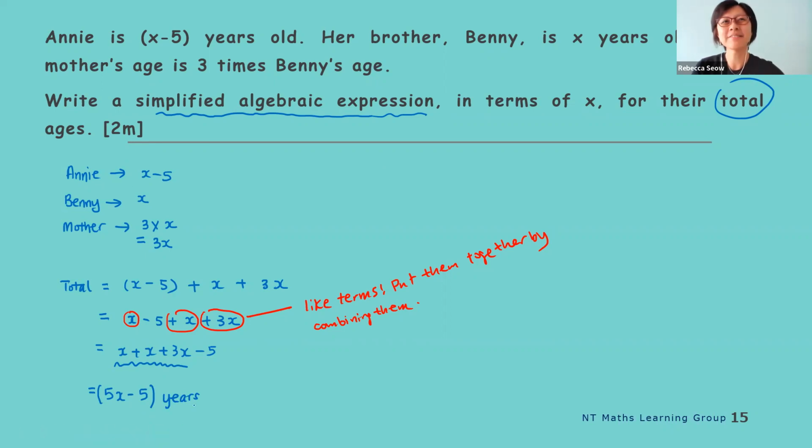Okay, so this is the final answer. We cannot simplify anymore. We cannot add the 5x to the 5 because they are not like terms.